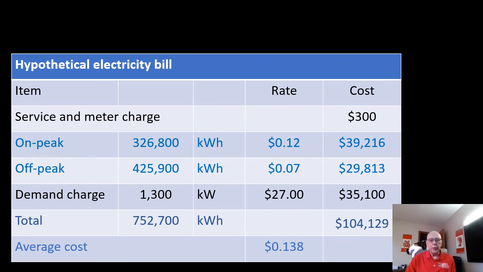So it is important to understand that demand charge, and if possible, you want to minimize that demand charge by limiting the peak amount of power that you use within a specific billing cycle, although that may not always be practical. Hopefully this video was informative.